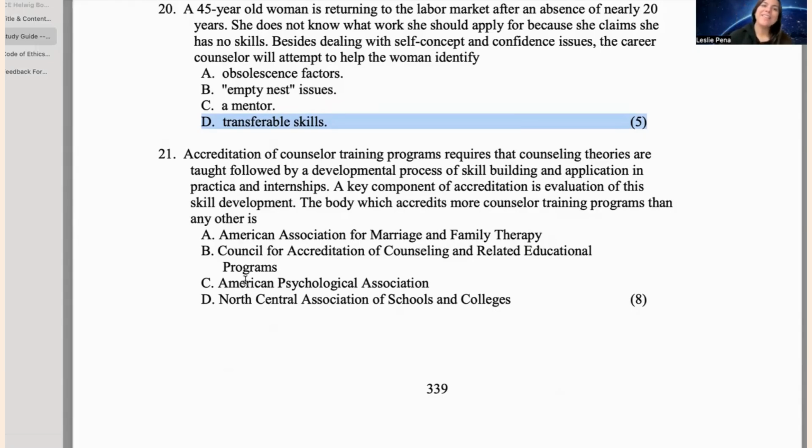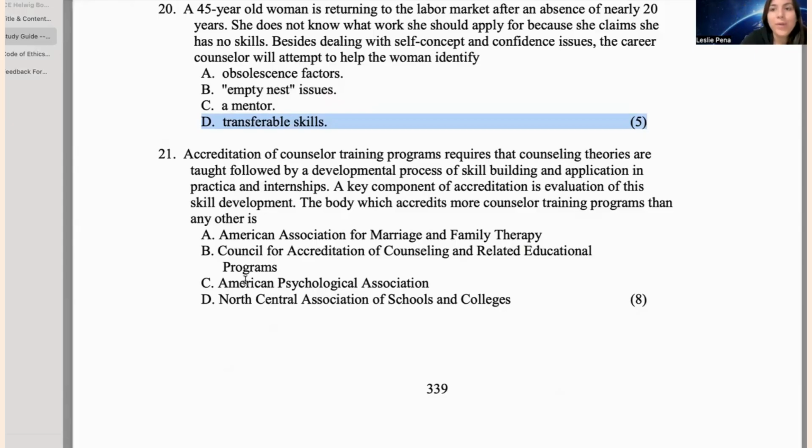21. Accreditation of counselor training programs requires that counseling theories are taught, followed by a developmental process of skill building and application in practica and internships. A key component of accreditation is evaluation of the skill development. This body accredits more counselor training programs than any other. Which one is it?